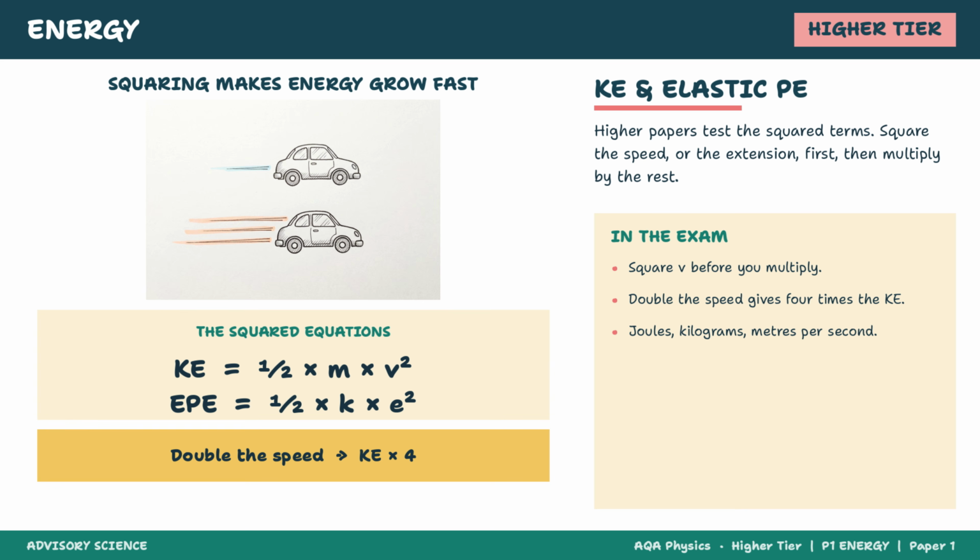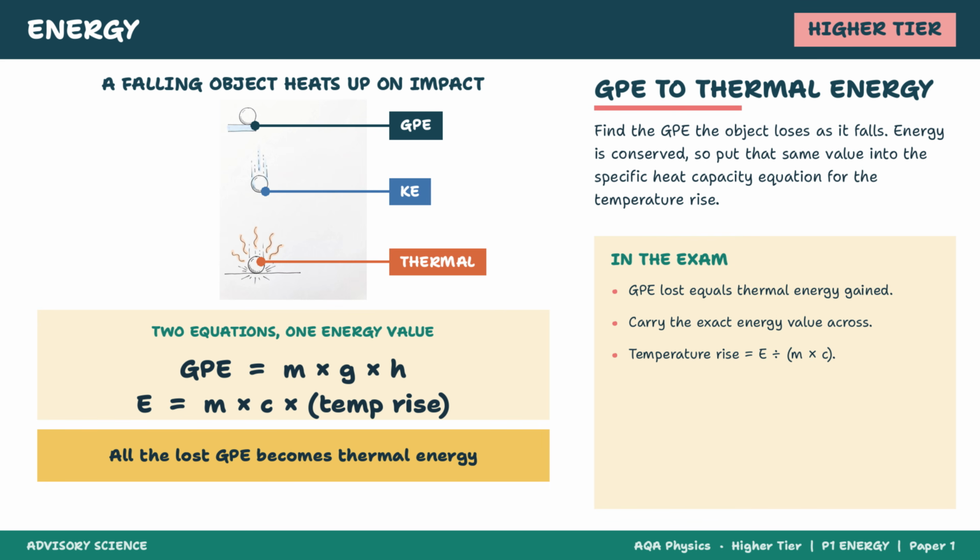Higher tier papers also require you to create a mathematical link between potential energy and thermal energy. You might be asked to calculate the temperature increase of a heavy object when it falls from a specific height and crashes into the ground. To solve this, you first use the gravitational potential energy formula to find the starting energy. Because energy is conserved, all that gravitational energy converts directly into thermal energy upon impact. You must take that exact final number and use it as the energy value in your specific heat capacity formula to calculate the final temperature rise.